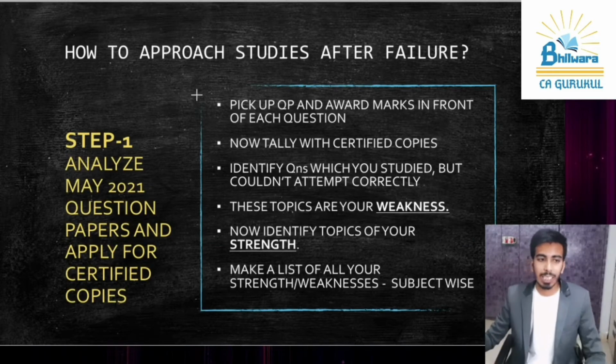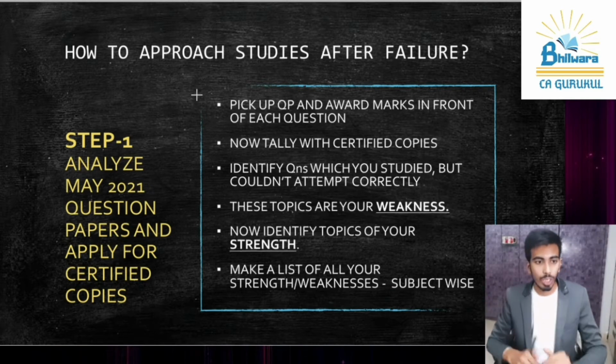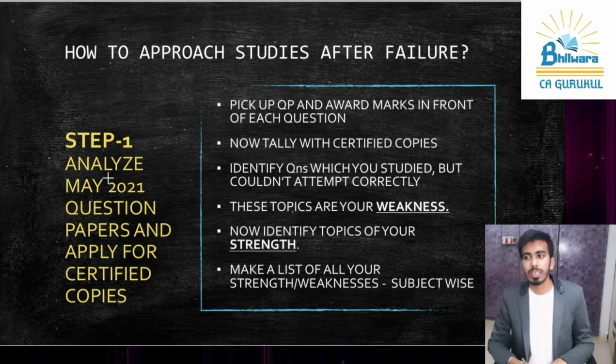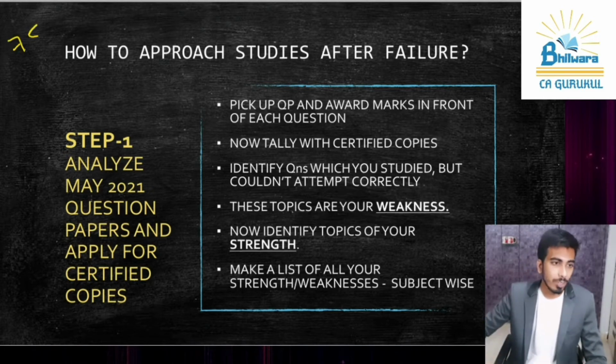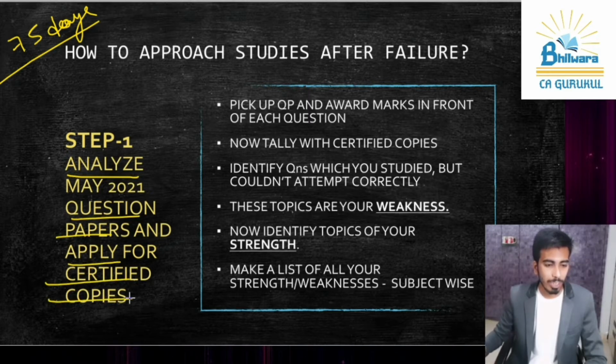So basically a short success strategy, as claimed in the thumbnail of the video: how to start, as there are around 75 days left. Okay, 75 days left, how to start and how to complete this. So the first thing is you should analyze the question papers and then apply for certified copies. Now, how to analyze?